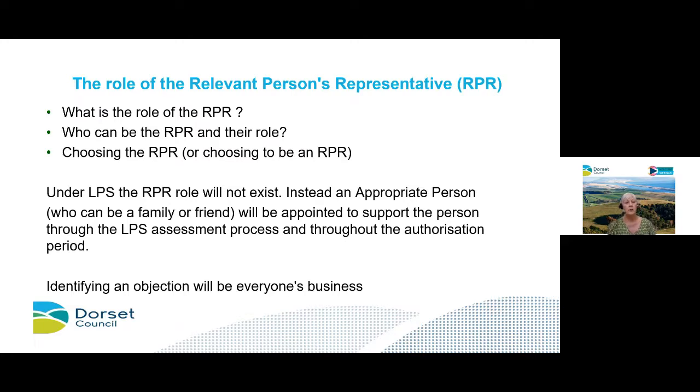So the RPR is chosen by the BIA, except where the person has lasting power of attorney for health and welfare, and then that person can choose to be the RPR themselves, or they can ask for a different RPR. When LPS comes in, that RPR role won't exist. It's going to be an appropriate person instead. The suggestion is that this will usually be a family member or a friend, and they are going to be appointed to support the person through that LPS assessment process and throughout the authorisation period. So it's going to be even more important that people working in services, in care homes, in hospitals, in social care teams are able to identify when somebody's objecting, because it is more likely going to be everybody's business at that point.